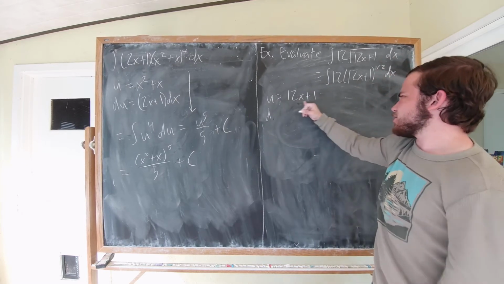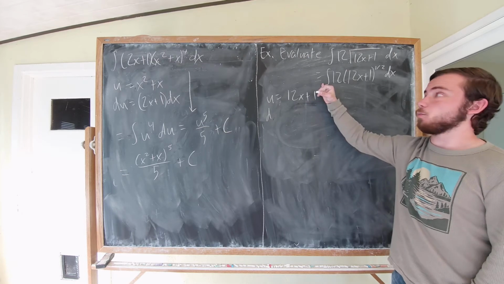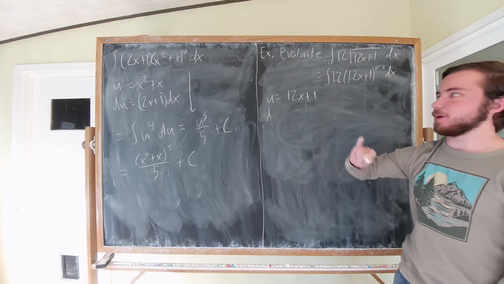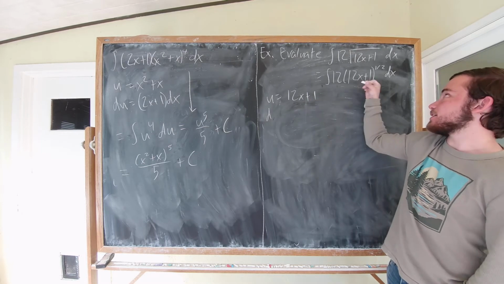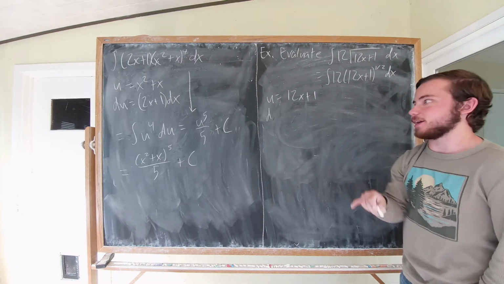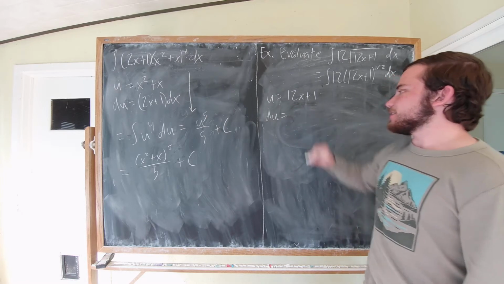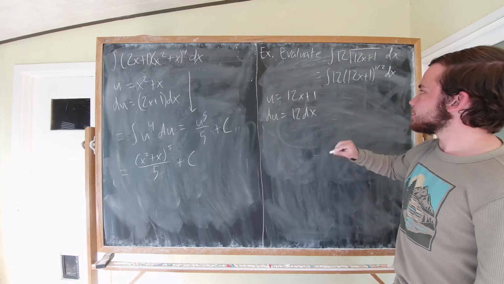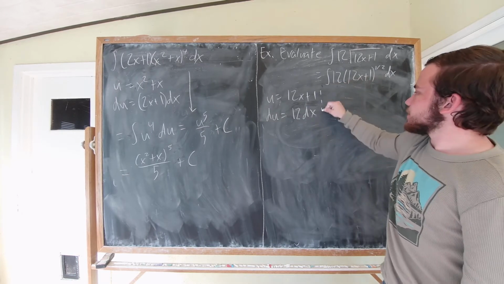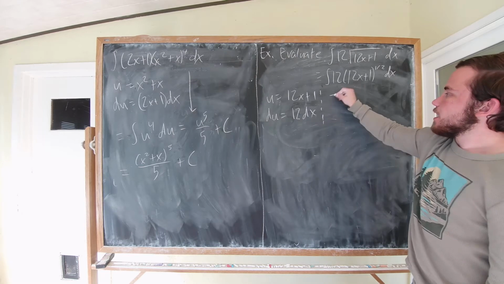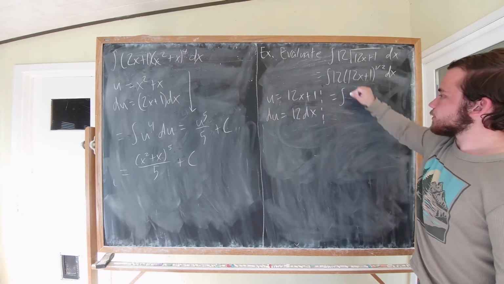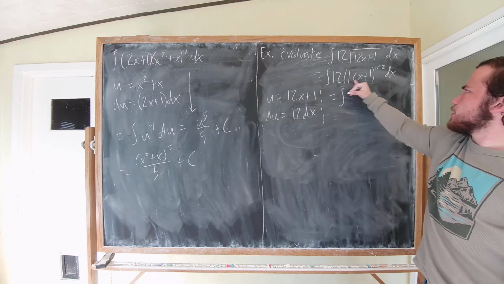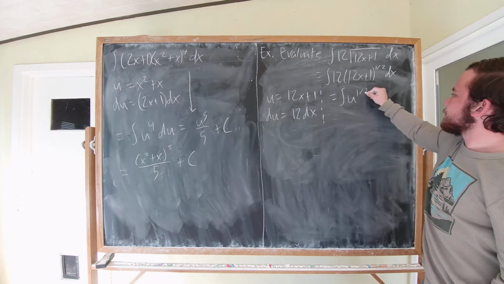And note, I'm making it just the inside portion. I'm not making it to the 1/2 power, because then I'd be taking a complicated derivative that doesn't appear in my integral. So we're just going to let u be the inside portion almost all of the time. In this case, du would be, derivative of this is 12 dx. So, under this substitution, this integral is equal to 12 dx is our du, and this is u to the 1/2.